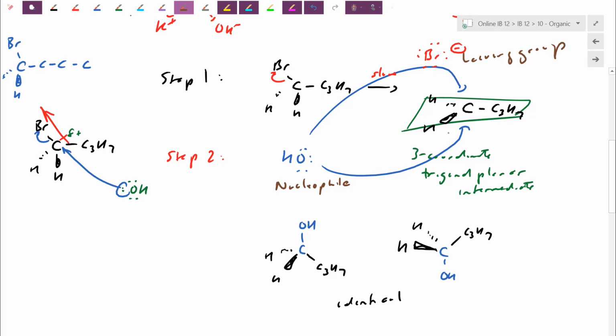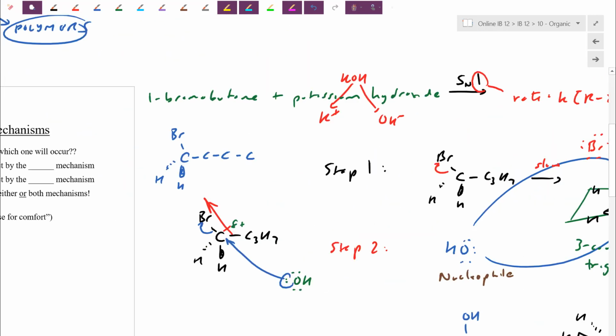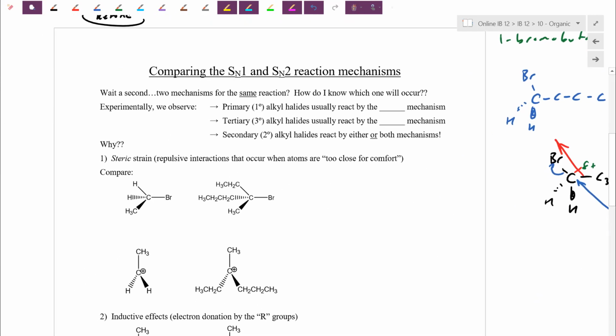And then because we are just planar in step 1, we can actually attack from both sides, something we couldn't do in the Sn2 mechanism. Okay? So today I just want to flesh it out a little bit more. How do we know whether it undergoes an Sn1 or Sn2? What are some of these features that I need to worry about? So let's compare Sn1 and Sn2.